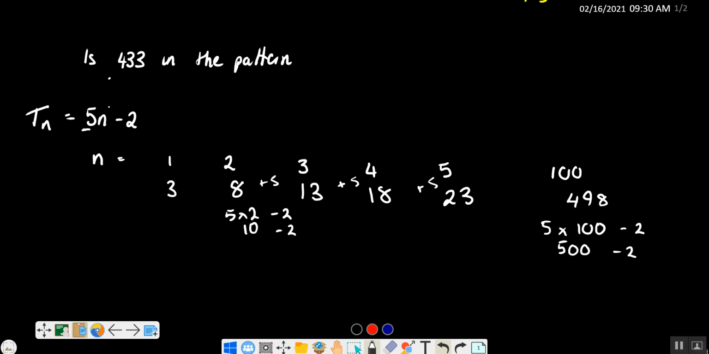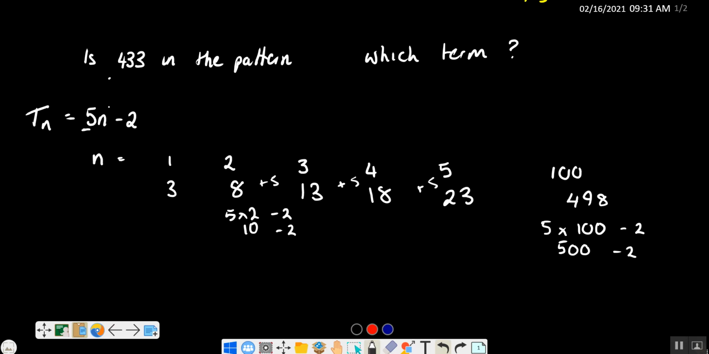Tristan? It is in the pattern, and it's the 87th term, because 87 times 5 is 433. Oh yeah, but then you have to take away 2, so it's not. No, I was just trying to see what times 5 equaled. 435, and I just realized that it's 87 times 5. So you subtract 3, that makes 433.